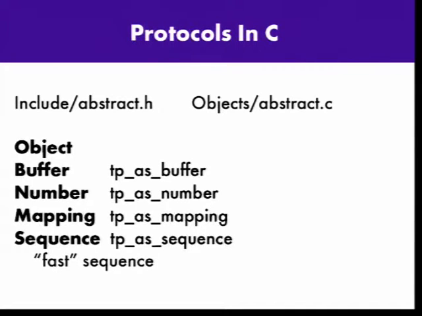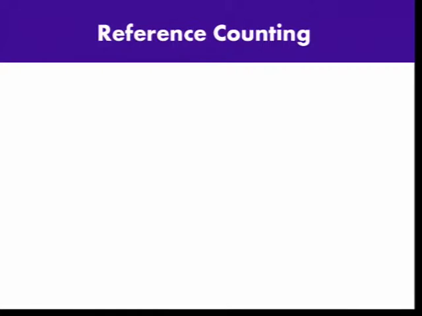And there are some guarantees that fast sequence makes, like it won't call Python code while you're doing the iteration. That may be helpful to you. Anyway, let's talk a little bit about reference counting.